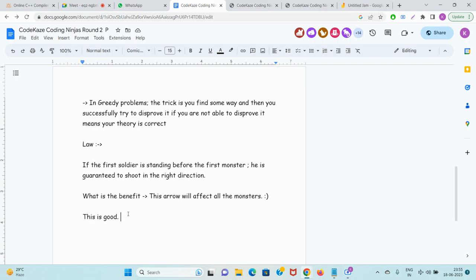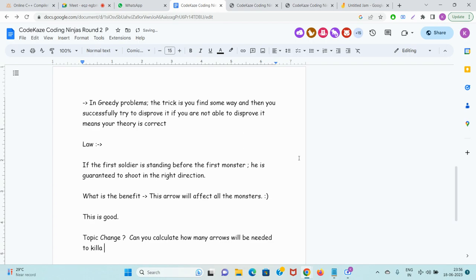Let's say, guys, can you calculate for each monster how? Okay, one small topic change. Can you calculate how many arrows will be needed to kill a monster?